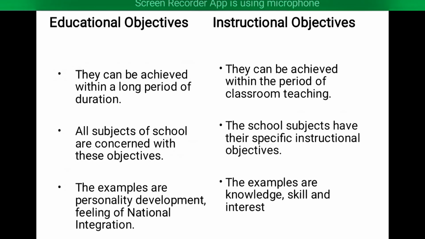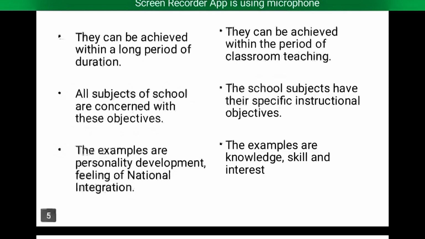Educational objectives can be achieved over a long period of time, while instructional objectives can be achieved within the period of classroom teaching. For educational objectives, all subjects of school are concerned with these objectives. The school objectives have their specific instructional objectives. Examples of educational objectives are personality development and feeling of national integration, while examples of instructional objectives are knowledge, skill, and interest.